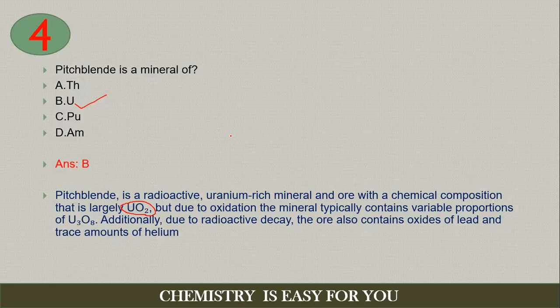So UO2 is the main composition of pitchblende, uranium oxide, and since it is prone to oxidation, it has some proportion of U3O8 as well. This is also very important. You people have to remember this as well. So if you have an option with UO2 plus U3O8, go for it. And since it is radioactive, there also would be some traces of lead oxides and helium as well. So pitchblende is a mineral of uranium with UO2 being the large proportion and U3O8 in variable proportion.